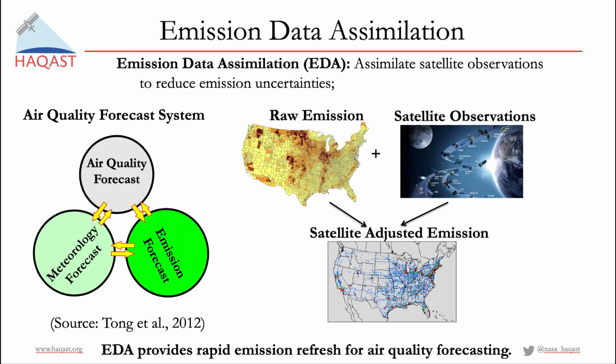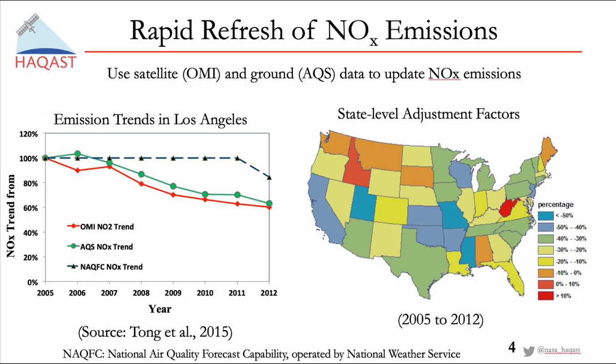Next, we are going to provide a few examples of how we can use satellite observations to reduce emission uncertainty and improve the data quality to drive air quality forecasting. In the first example, we will demonstrate how to use satellite data to improve anthropogenic emissions. Anthropogenic emissions are usually taken from the National Emission Inventories, or NEIs.